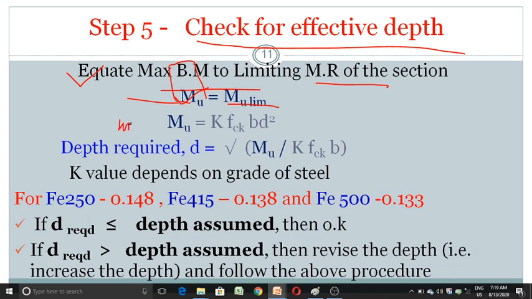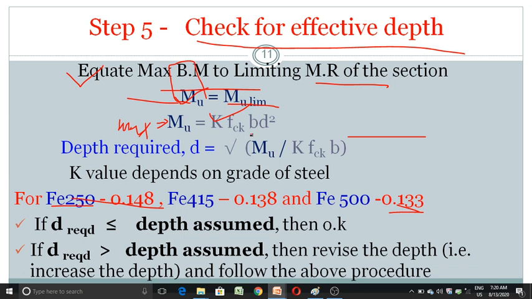So the maximum factored bending moment, among mx and my, we have to substitute here, and you know that Mu limit equals k into fck b d square, and this k value depends upon the grade of steel. For Fe250 it is 0.148, for Fe415 it is 0.138, and for Fe500 it is 0.133. So based on the grade we can substitute the k value, and fck is the grade of concrete.